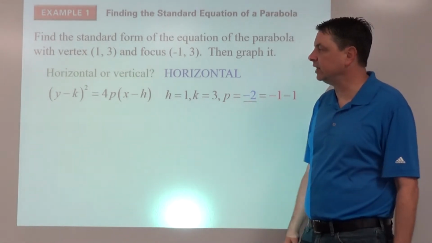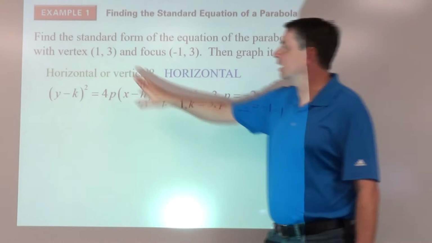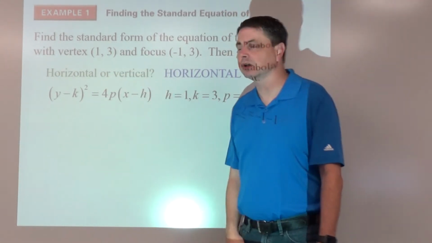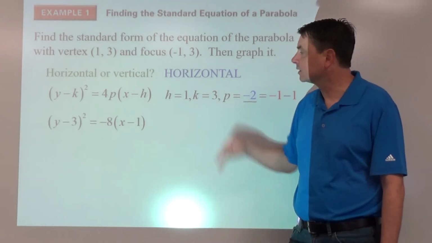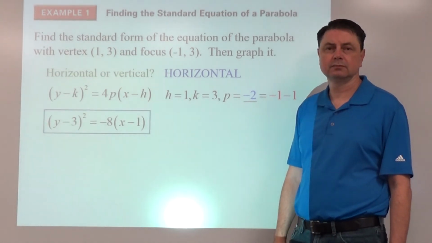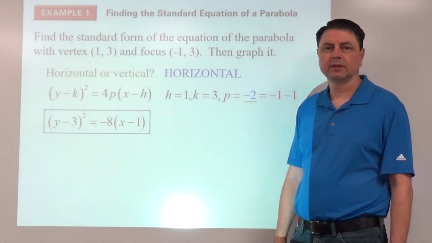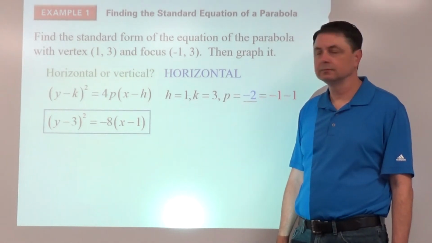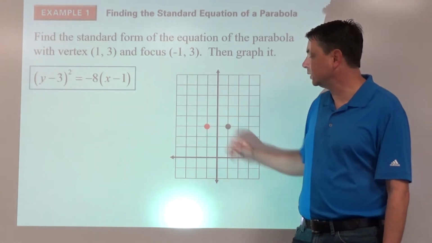So I think we're ready for our equation. We've got our h and our k. We've got our p. Let's substitute those in. There's our equation. Now let's complete the graph. So here are the points that we have.